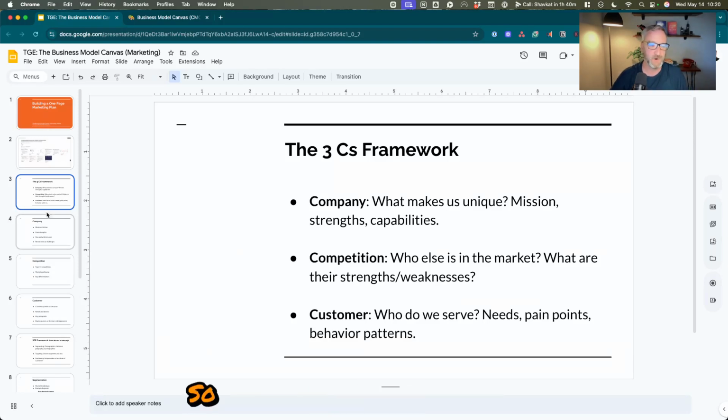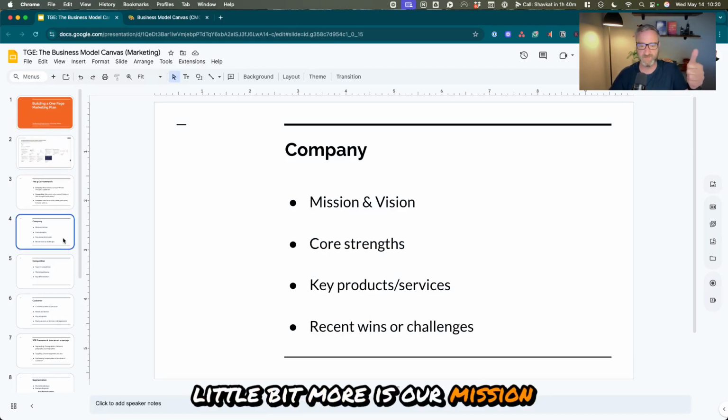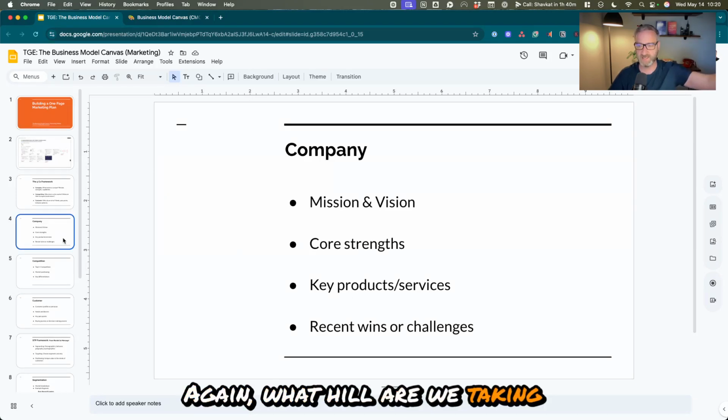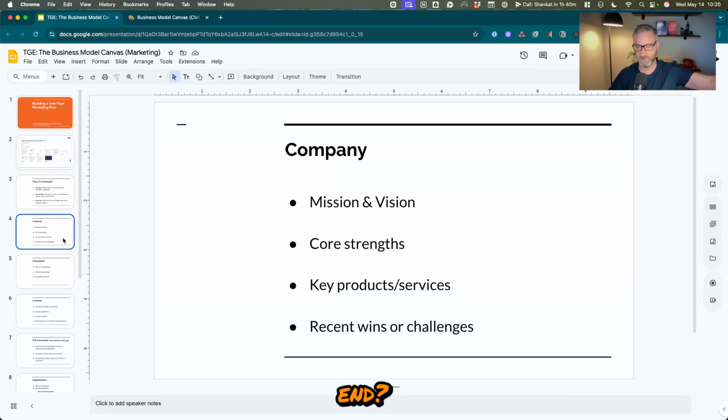All right. So breaking this down again a little bit more is our mission and vision. I'll share the slides with you, so we won't spend a lot of time on these slides, but just our mission and vision. Again, what hill are we taking, and how do we take it, to what end? Okay. Great passage that says, "Where there is no vision, the people perish."